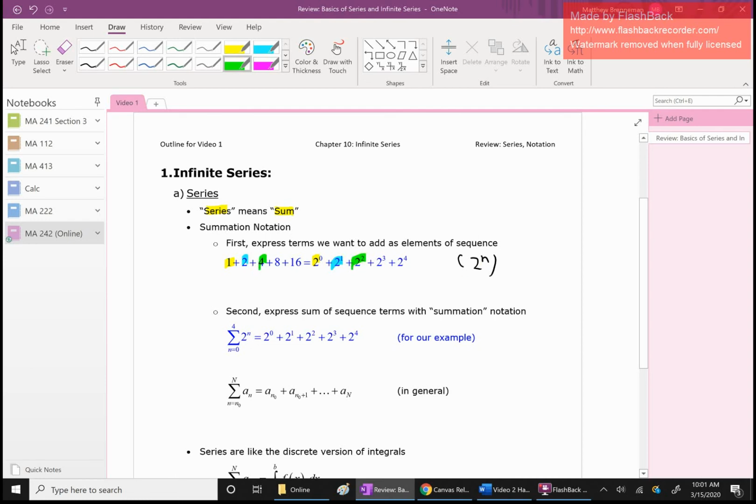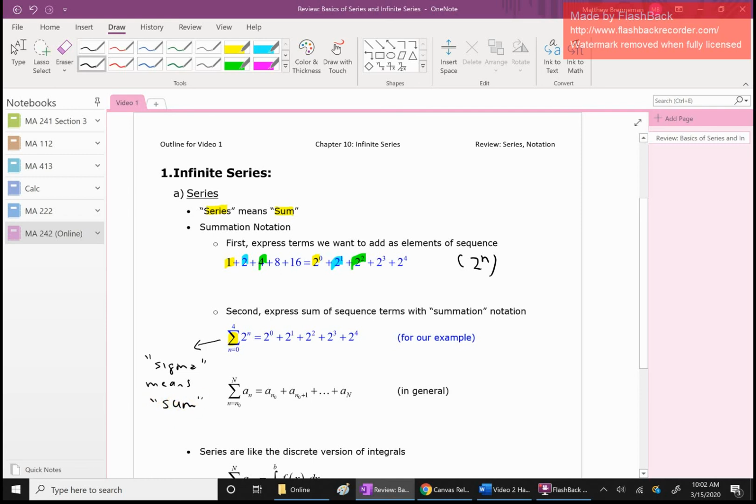And if I have a sum where I can express the terms in that sum as elements of a sequence, then I can go ahead and use this summation notation. And so when we're using summation notation, for example, we use this symbol sigma. So sigma is just a set of instructions. It just says, okay, I want you to sum a bunch of terms. So this is sigma, and it means sum.